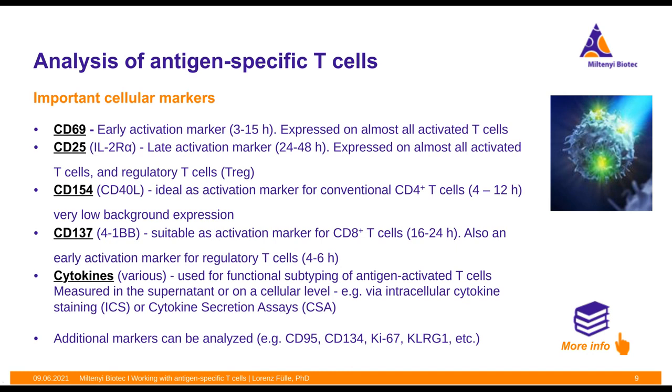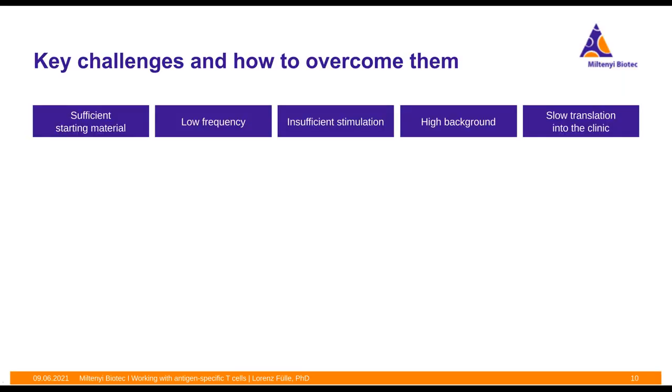And of course, if you screen the literature, you might find additional markers that could be analyzed, such as, for example, CD95, Ki67, KLRG1, and others. So, as briefly mentioned before, these antigen-specific T cells have a really low cell frequency, which represents one of the biggest challenges for a reliable analysis. So let's have a look at the other key challenges and how we can overcome them.